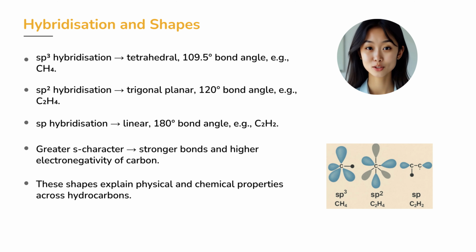Now, let's dive into how shapes are formed. In methane, written as CH4, carbon mixes one s orbital and 3 p orbitals to form 4 identical sp3 hybrid orbitals. These arrange at an angle of 109.5 degrees, giving a tetrahedral geometry. In ethene, written as C2H4, each carbon uses sp2 hybridization, which is 1s plus 2p orbitals. This makes a flat trigonal planar structure with bond angles of 120 degrees.